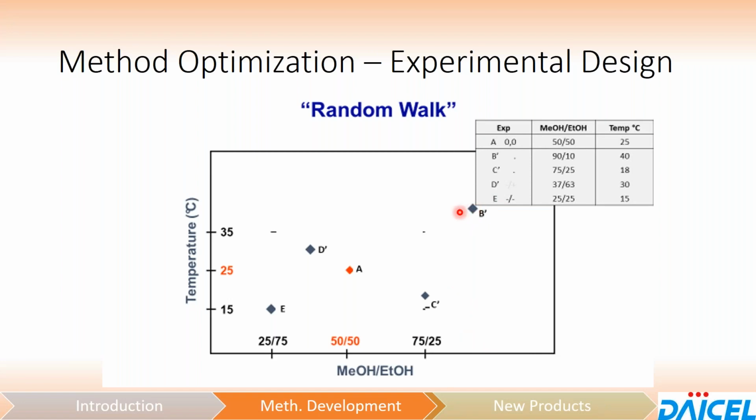If you were to go perhaps to 70-30, would you completely lose the separation? Or if you went to 35 degrees, would you lose the separation? So use some experimental design. It would potentially help you in the long run with developing a robust method.